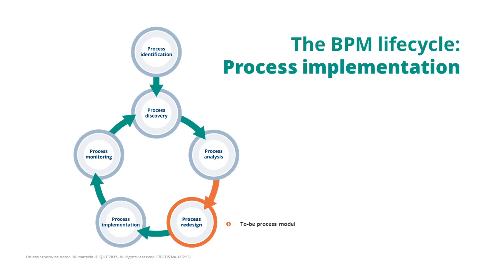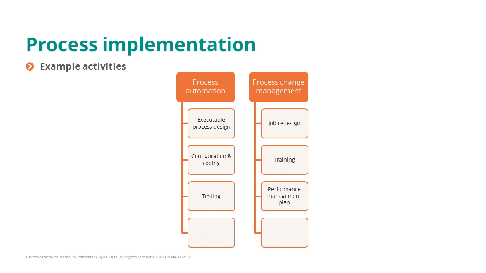Now that we have a to-be process model, we can move to the next phase of the lifecycle, which is process implementation. Here, we try to put the process into execution. And this involves at least two sets of activities. On the one hand, we have to care about automation activities, putting in place the software systems that are going to support the participants in the performance of the process. This includes, for example, designing executable process models and configuring and coding systems to support this business process.